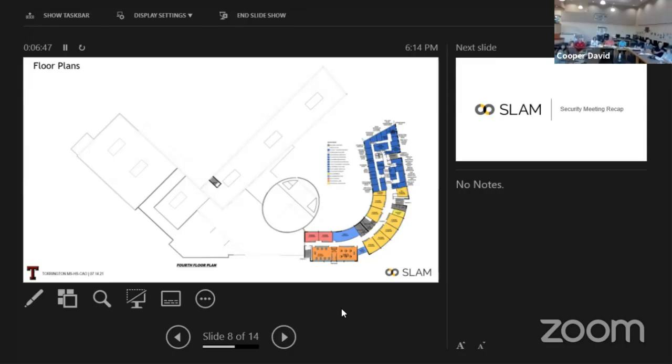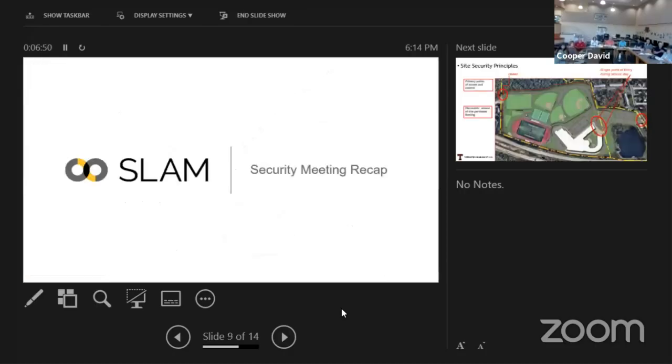So that's the floor plans. And then the other thing that I was going to mention is that yesterday we had a security meeting, and Ed might have shared that with you already. No, I did not. Okay.